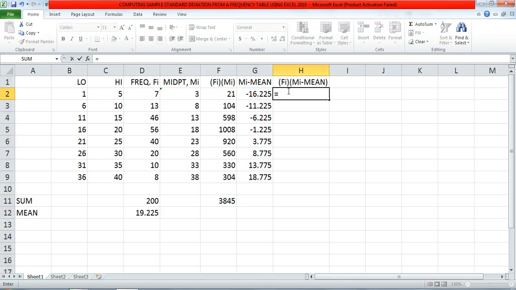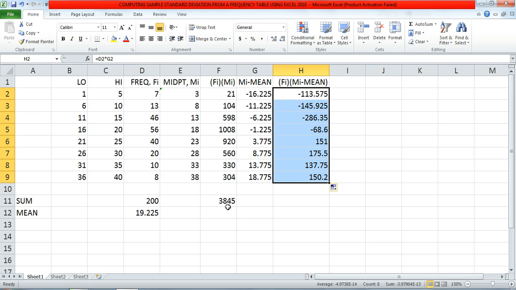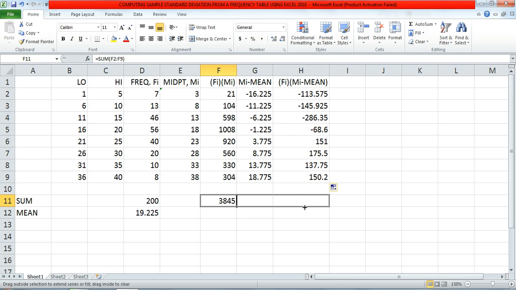Okay, that can be done by, what's the frequency? D2 times G2. That's for the first. And copy this down. Right, and here I'm going to sum this column. And for the G column, the sum is meaningless. I'll erase that.